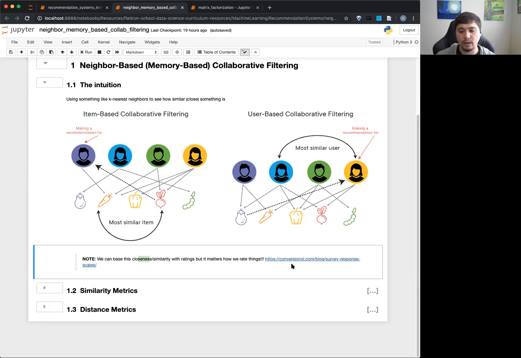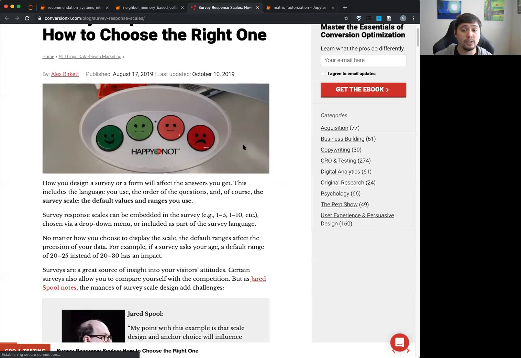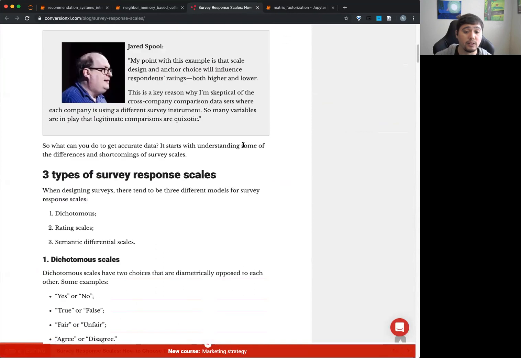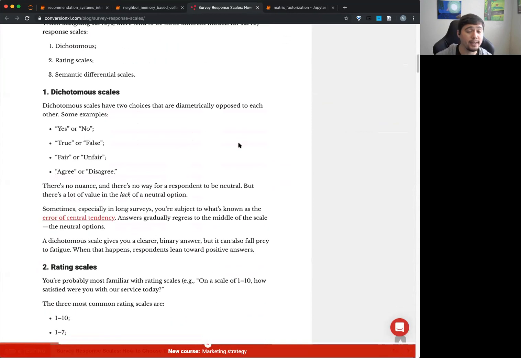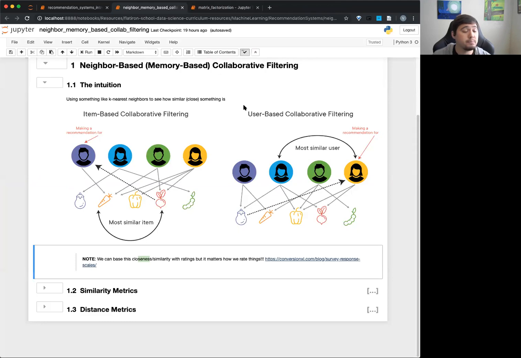So there's actually this little article here that talks about how you rate, what kind of ratings you can do for surveys and stuff like this. There are different types, for example a yes or no, basically thumbs up, thumbs down, the rating scales and stuff like this. It's a good article to talk about because the main thing is that if we don't have good data, we're not going to have good results on understanding how things are similar to each other or how users are similar to each other. So a good note to remember is that it all depends on how we collect this information.